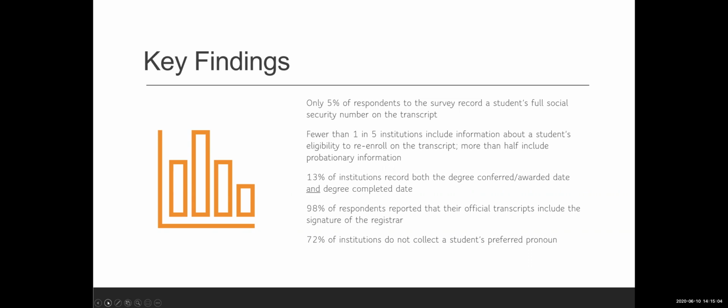Some of the other key findings is we found that the topic of eligibility to re-enroll is only on 1 in 5 transcripts, but about half or more than half include probationary information. We had a differentiation on this survey asking about the difference between conferred and awarded dates and the degree completed date, because those dates can actually be different. And 13% of institutions go ahead and record both.